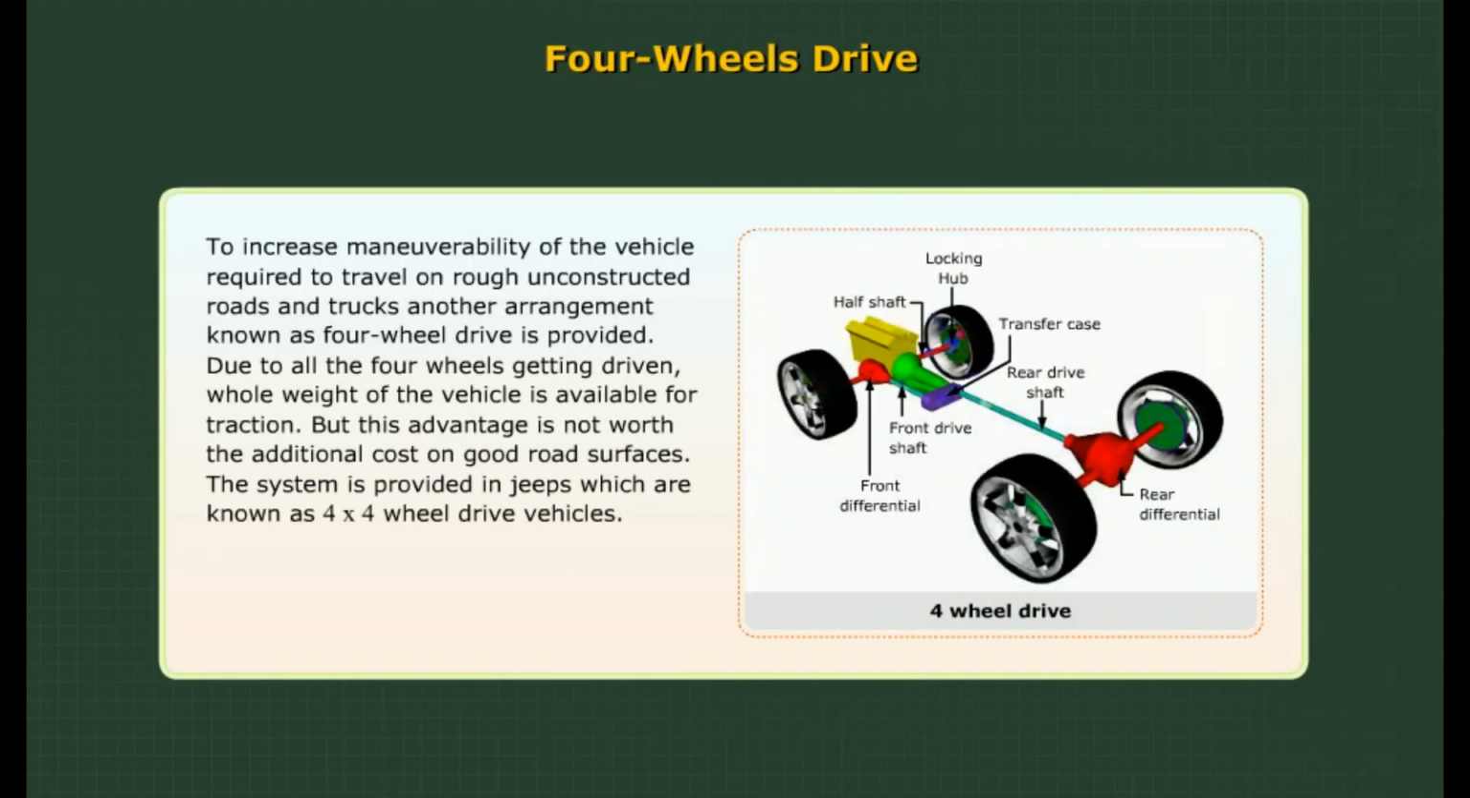Four-wheel drive. To increase maneuverability of the vehicle required to travel on rough, unconstructed roads and trucks, another arrangement known as four-wheel drive is provided. Due to all the four wheels getting driven, whole weight of the vehicle is available for traction. But this advantage is not worth the additional cost on good road surfaces. The system is provided in Jeeps, which are known as 4x4 wheel drive vehicles.